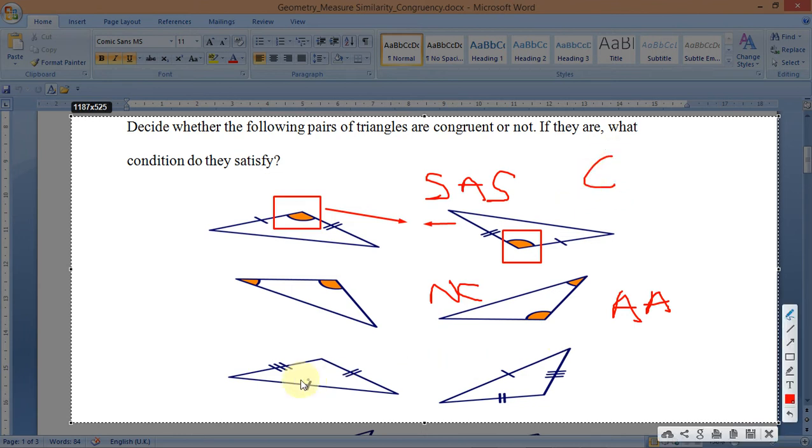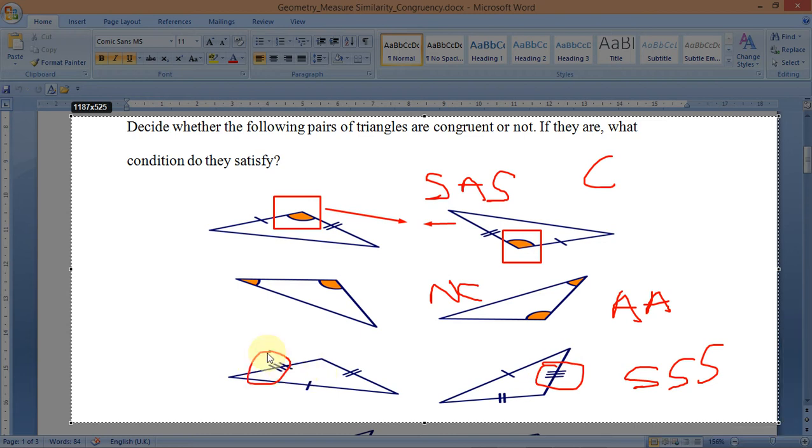Then this one here is congruent. Why is this congruent? Because it is SSS. If you look at this now, this one corresponds to this one here, this one corresponds to this one here, and finally this one corresponds to this one here. So the only one that is not congruent is the second one so far.